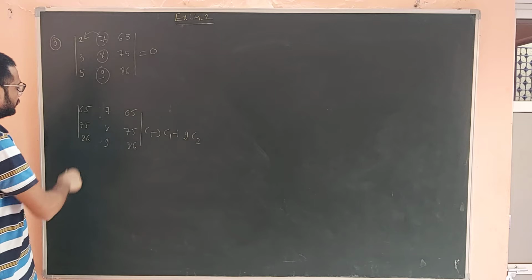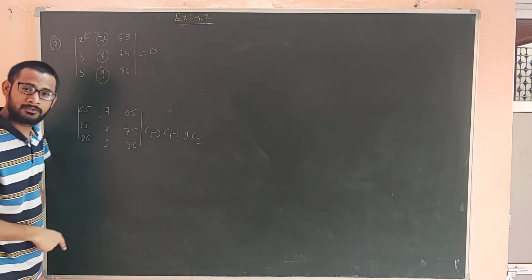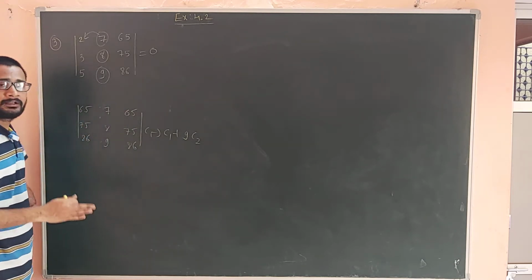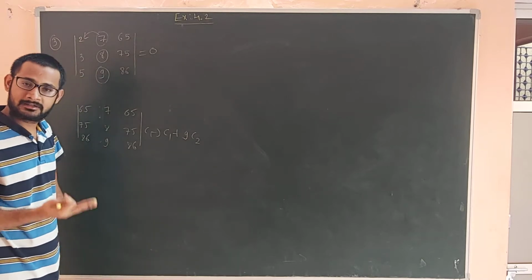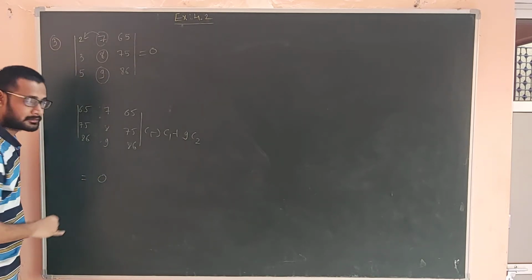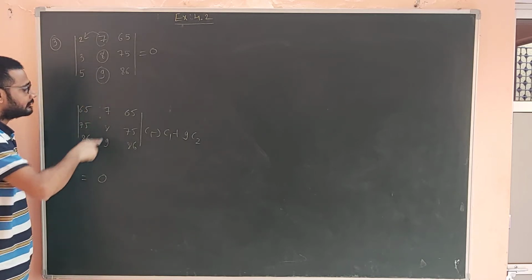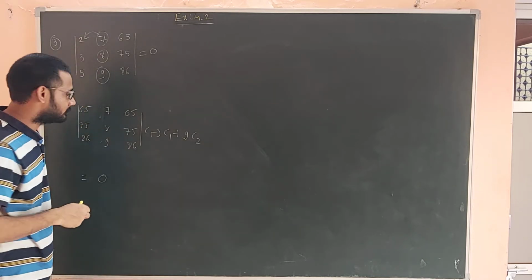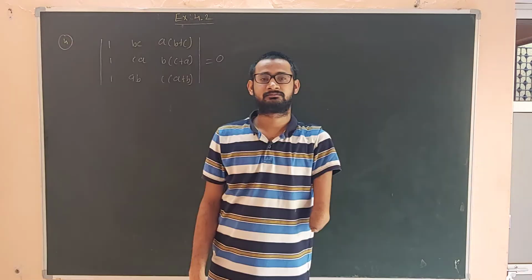Now look here, column 1 and column 3 are the same. We know that if two columns or two rows are the same, then the value of the determinant is 0. So we can write the answer 0, because two columns are the same. Pause it and write it.